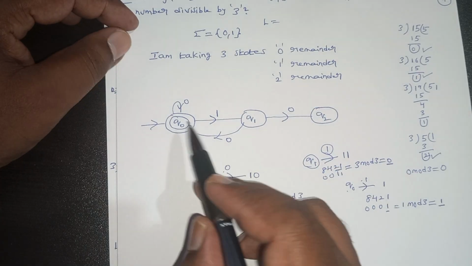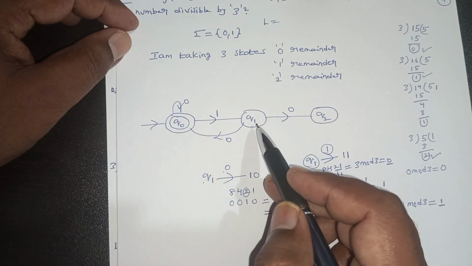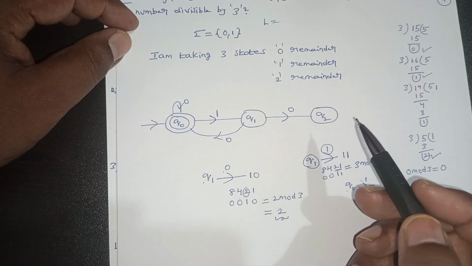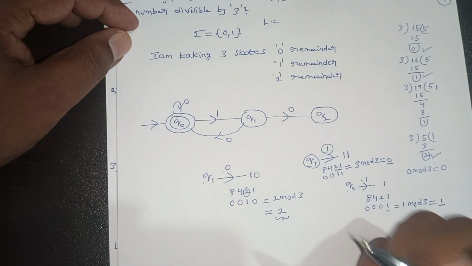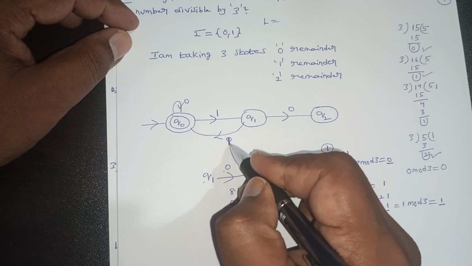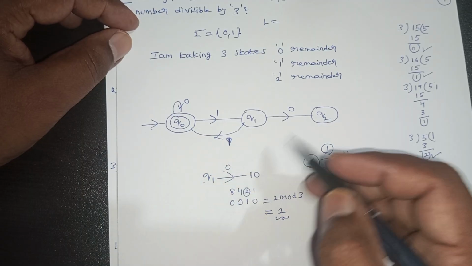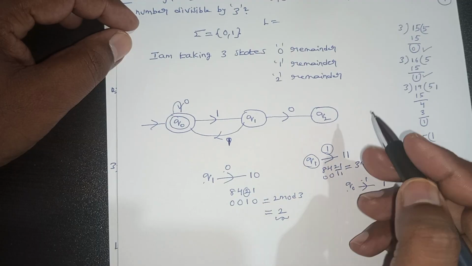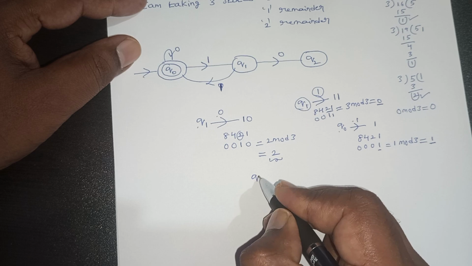So now Q0 on 0 there is an edge, Q0 on 1 there is an edge, Q1 on 0 there is an edge. It is 1, not 0, it is 1. So Q1 on 1, it is Q0. Now I have to form the edges for Q2. Apply the same procedure.